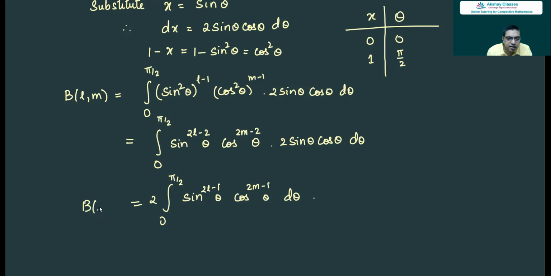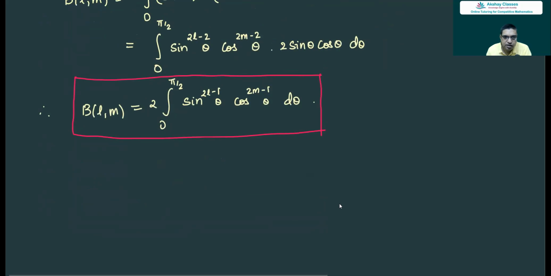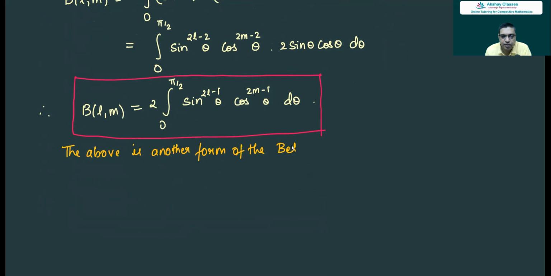So this is another form of beta integral. Sometimes beta integral is not just in terms of x and 1 minus x raised to the power L minus 1 and M minus 1. This is another form of the beta function or the beta integral.